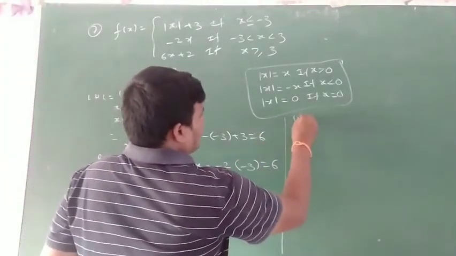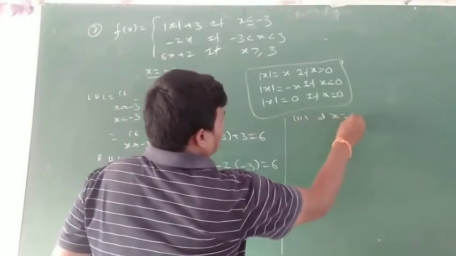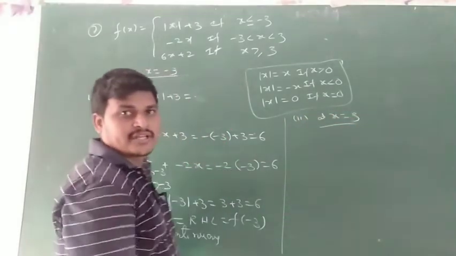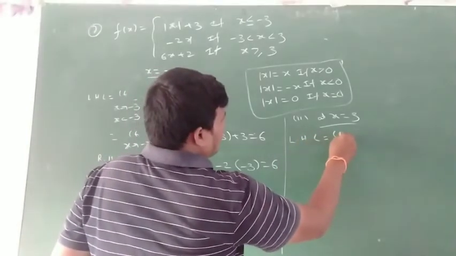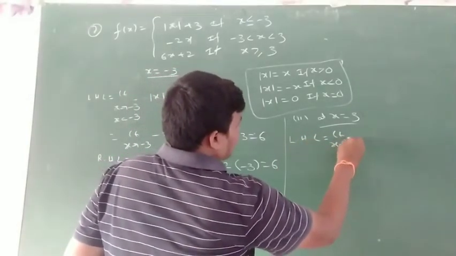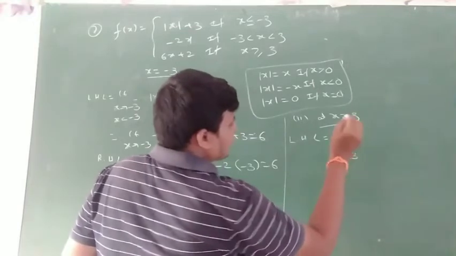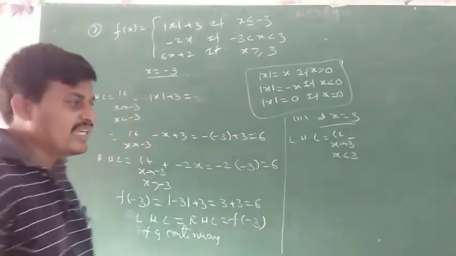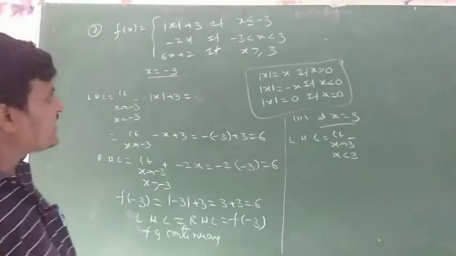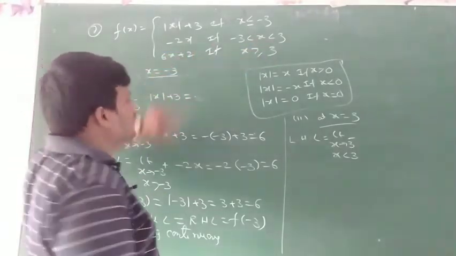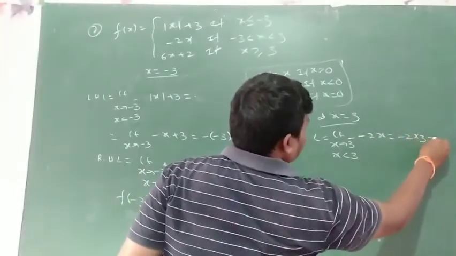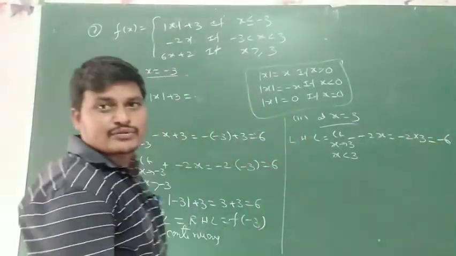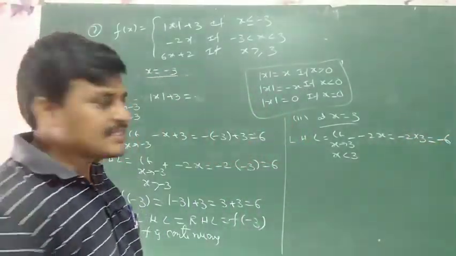Second, at x is equal to 3. LHL is equal to limit x tends to 3 minus. 3 minus means less than 3, x less than 3. Which function? -2x. Minus 2 into 3 is equal to minus 6.